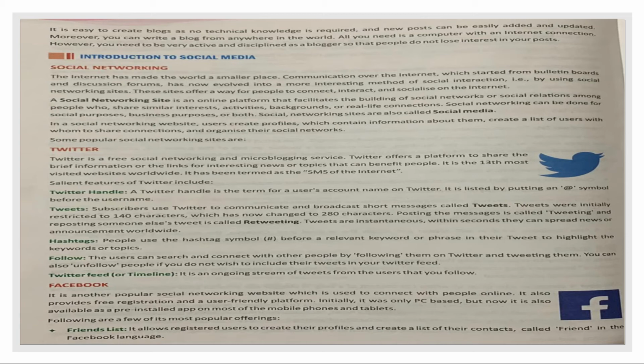Facebook is almost the same kind of platform, but on Facebook we can post in more detail compared to Twitter. It has a lot of options, like the friends list. It allows registered users to create their profiles and create a list of their contacts, called friends in Facebook language, and for that a friend request has to be sent. Once accepted, the person will be in your friends list. All right.